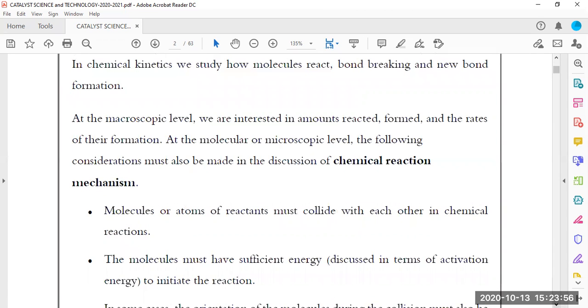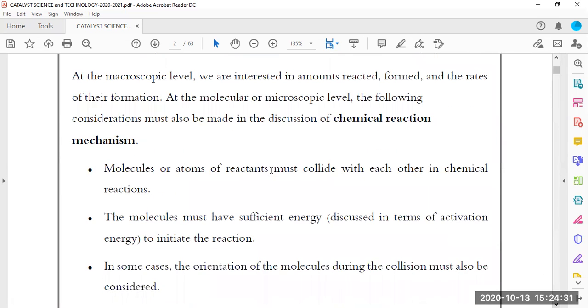At the molecular or microscopic level, the following considerations must also be made in the discussion of chemical reaction mechanism. What we mean by chemical reaction mechanism is how that chemical reaction happens, what the steps are to make that product. Of course, different chemical reactions in general have different mechanisms. The molecules or atoms of reactants must collide.